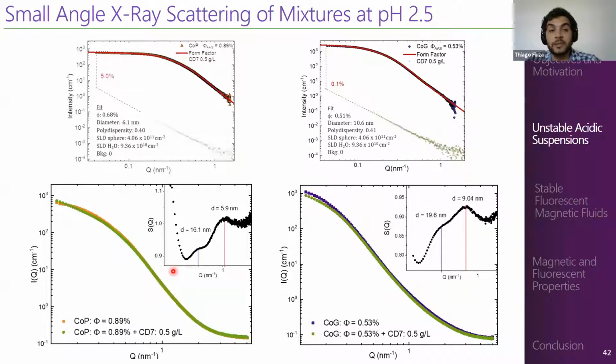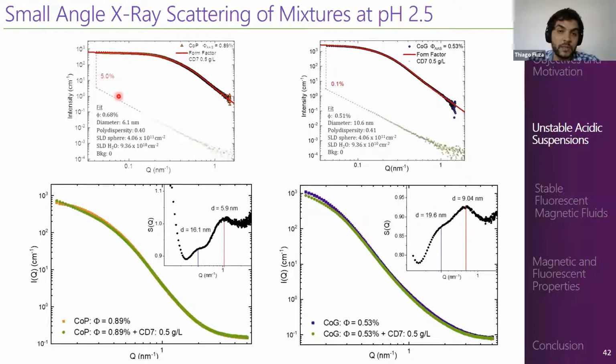So now let's take a look at SAXS measurements of these mixtures. We have two samples, one with a size around 6 nanometers and one with a size around 10 nanometers. We see that by the addition of the NCDs, the curve presents a structure factor that is attractive, and the correlation peak is around the contact distance between the nanoparticles, which is close to the size of the nanoparticles in both cases.